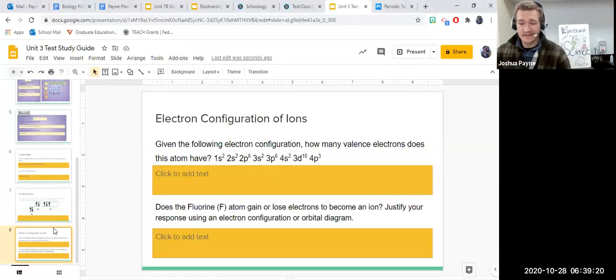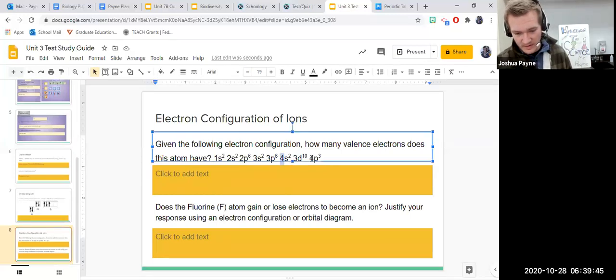All right, finally, this is a tough thing that we learned kind of at the end of the unit. Given the following electron configuration, how many valence electrons does this atom have? Well, we have to look at our highest energy level. So what's our highest energy level, you ask? Well, we have 4 and 4.